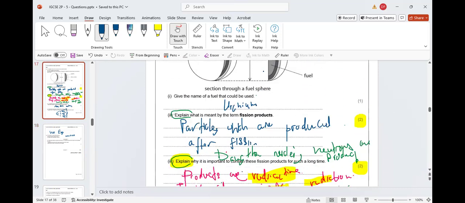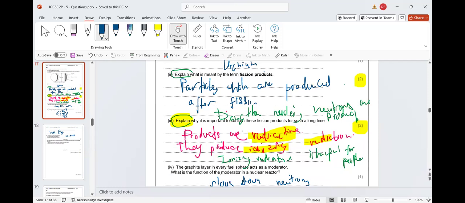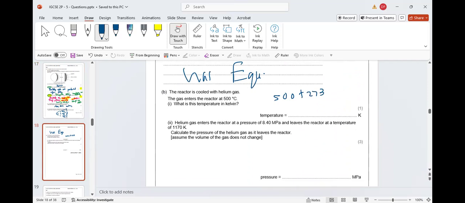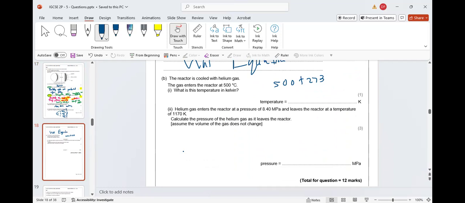It might not come, but I was discussing that to give you guidance on how to write answers, right? And then the second part is to remind you that when you are using these gas equations, you have to convert Celsius to Kelvin, as well as just to remind you that gas equations can come, right? So 500 plus 273, 773, right?